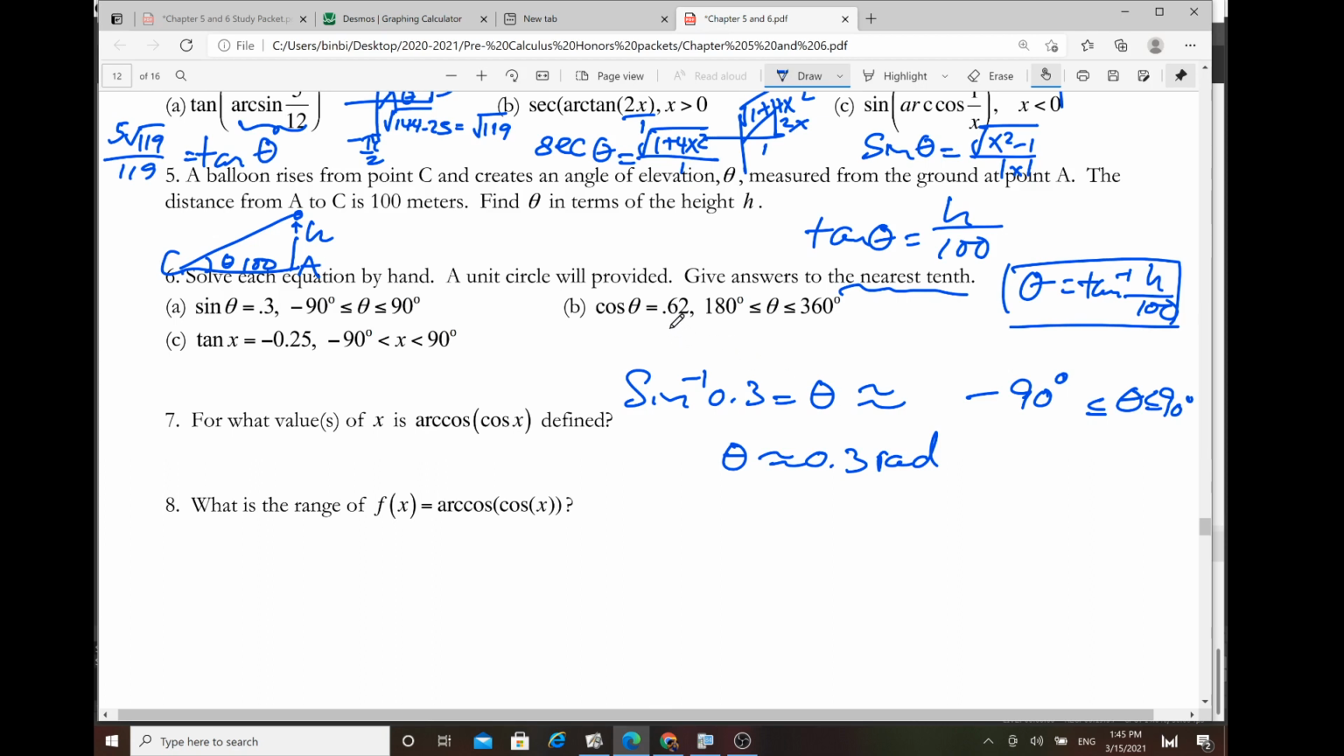And then for B, similar. Take the inverse cosine of 0.62 and see what theta is. And this one, theta must be running between 180 and 360. Okay, so it's 180 to 360.